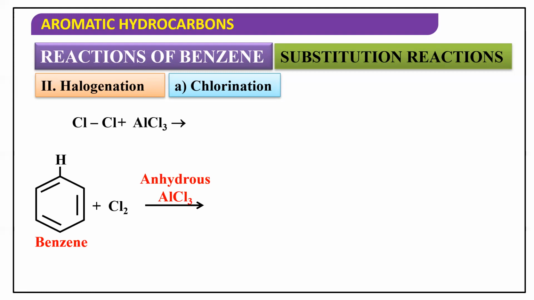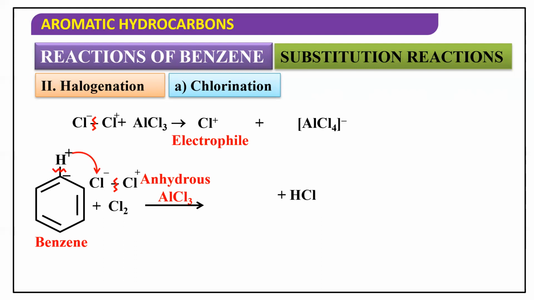So when I take chlorine in the presence of aluminum chloride, it gives us Cl plus as the electrophile. So this is the reaction where there is generation of an electrophile. The electrophile, which is Cl plus, is generated. This Cl plus then attacks my benzene. Here H plus takes away Cl minus to go out as HCl, and Cl plus will attack those two electrons in the form of the negative charge to form a bond with the carbon atom, giving us chlorobenzene.